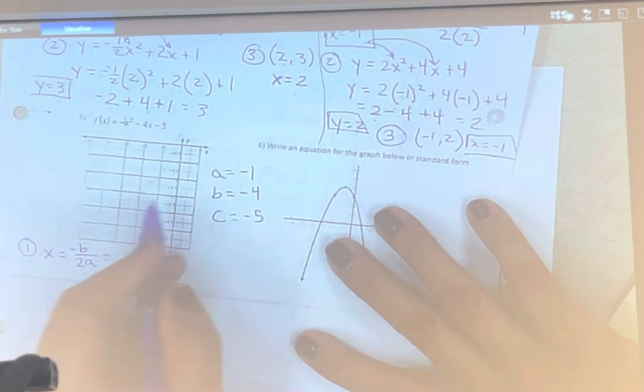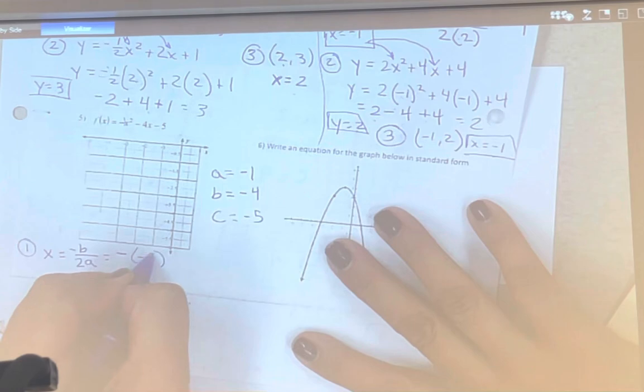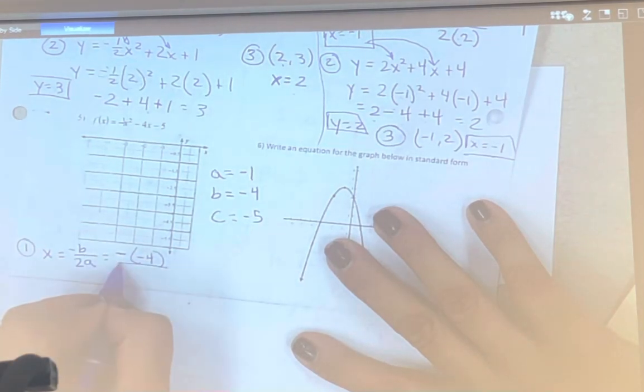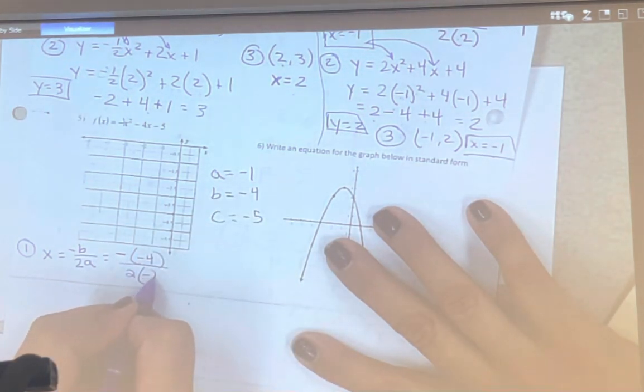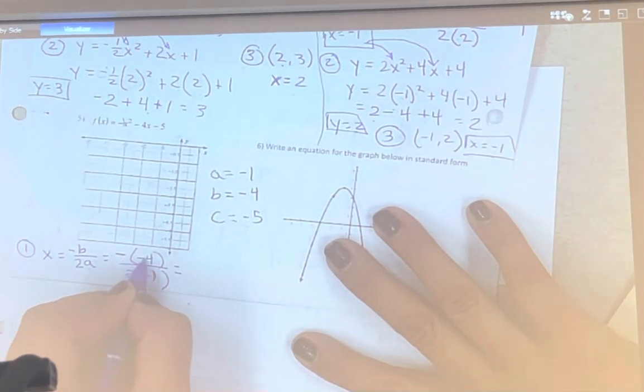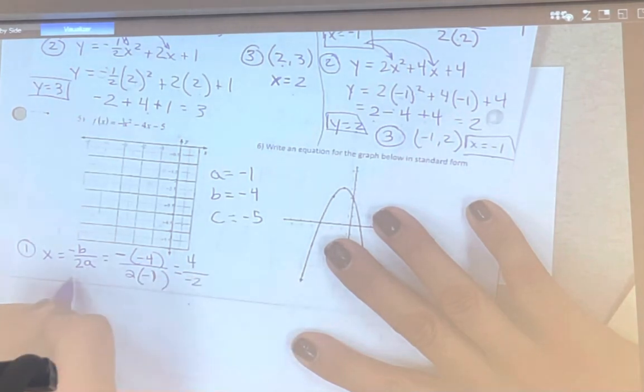All right, fine. So we write our negative, and then we're gonna put in B. B is negative 4. We're being super careful. Over 2A. 2 times A is negative 1. Substituting all of my values in. Negative times a negative is positive 4 over negative 2, which equals x equals negative 2.